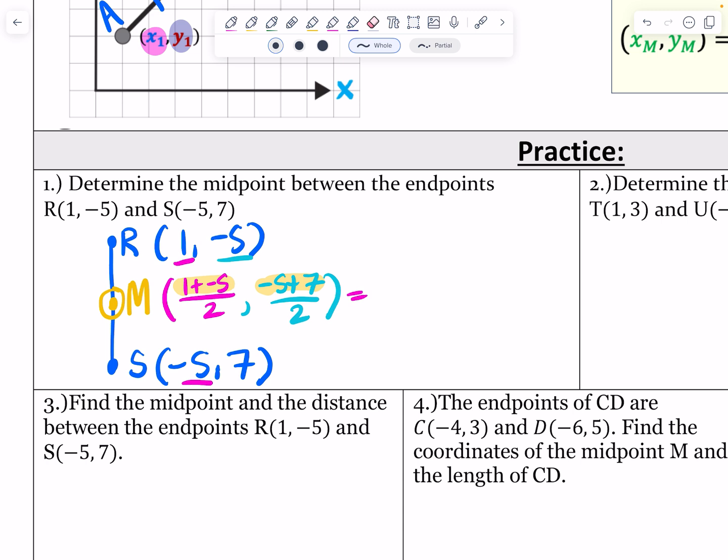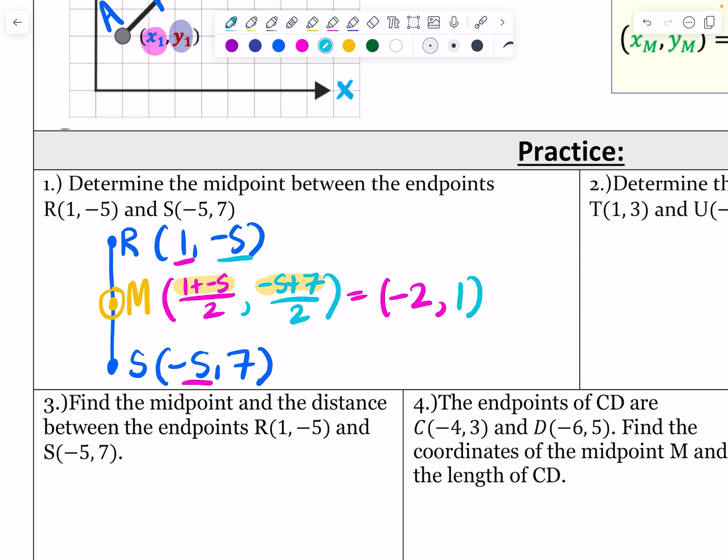-4 divided by 2 is going to give me -2. Okay, so -2 would be the X value. -5 plus 7, enter, is 5 divided by 2 is going to give me 2.5. -5, oh, hold on, let me type that again. -5 plus 7 is 2, divided by 2 gives me 1. Sorry, guys, I typed it in wrong.